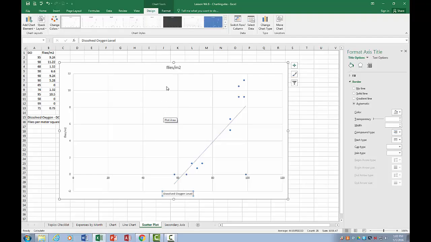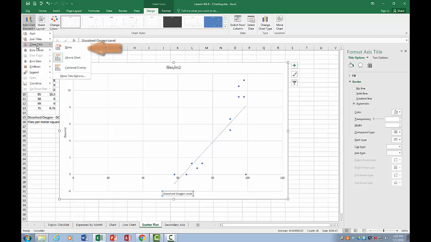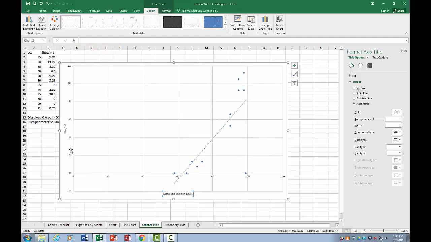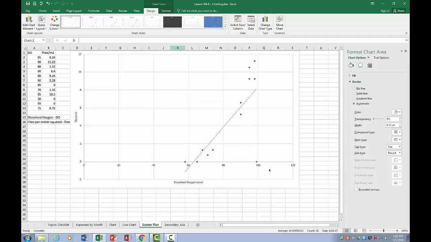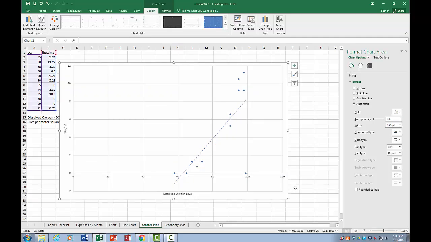And then I'm going to actually go to Add Chart Element to remove the chart title. With this chart, we don't really need it because our horizontal and vertical axes are telling the whole story. But it's optional. It certainly would not be incorrect to leave it there. And now we have our scatter plot chart.